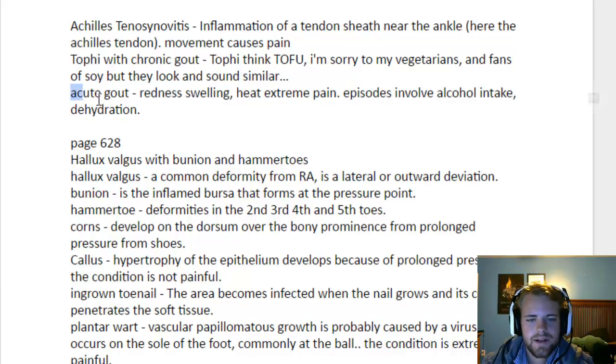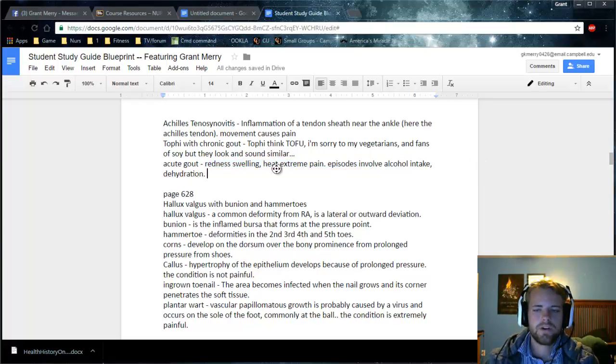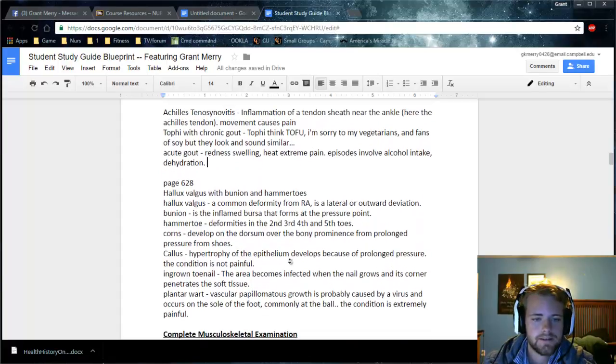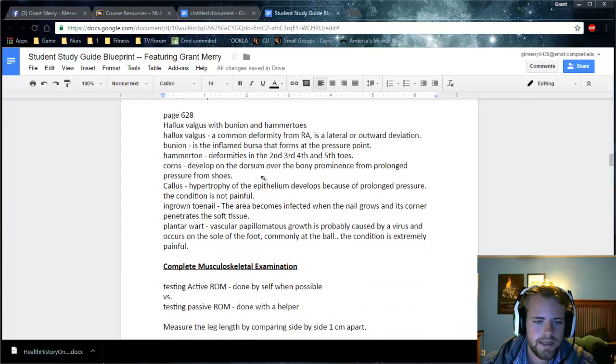Acute gout, which is on the big toe again, is redness, swelling, heat, extreme pain. Episodes involve alcoholic intake, dehydration, poor diet, too much. It's actually cool. It's from uric acid, a nitrogenous waste, from the breakdown of muscle. It's the king's disease, gout, because you eat too much meat as a king. That's why this is. I digress.